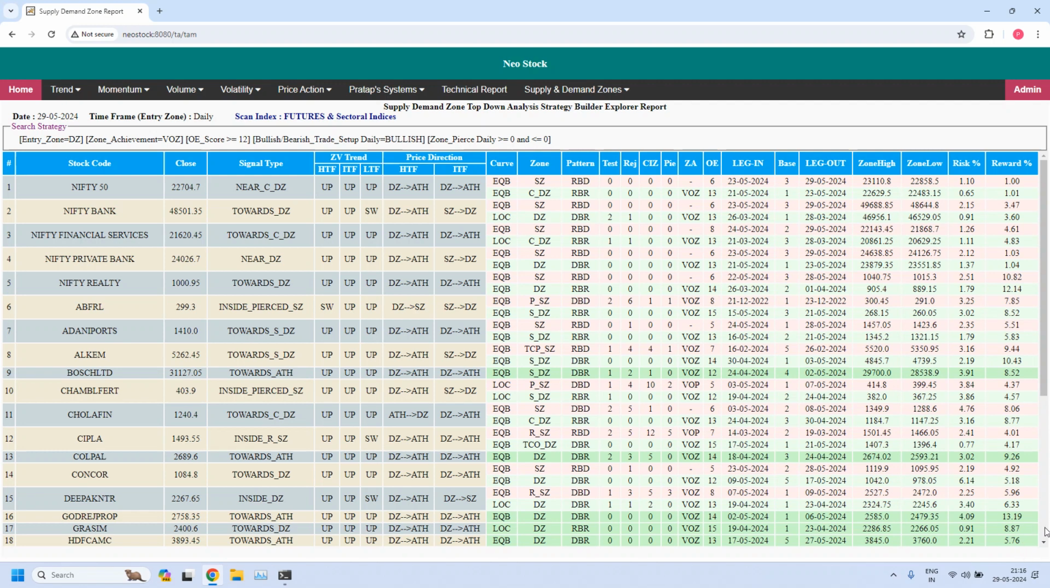So let me scroll the list down. I am giving you only a few seconds to watch this report. Any of the stocks you want to study, pause the video. After that you can proceed with the video. You can also draw the zones by taking the timestamps from this leg in column and this leg out column, and the number of base candles column.